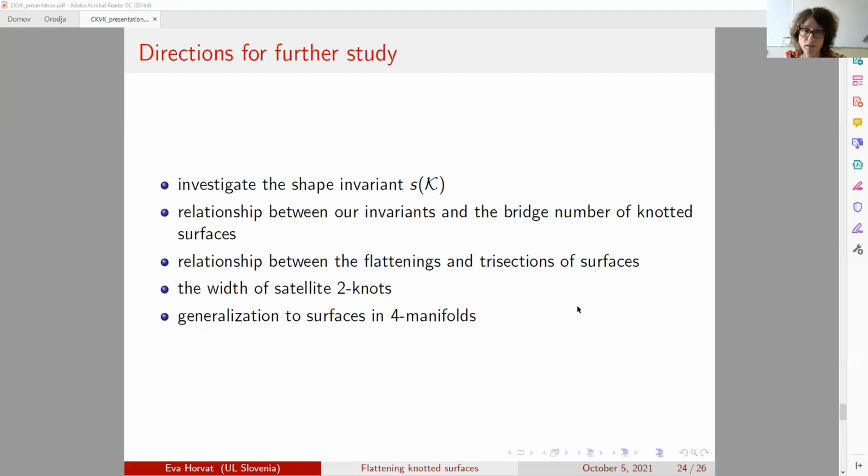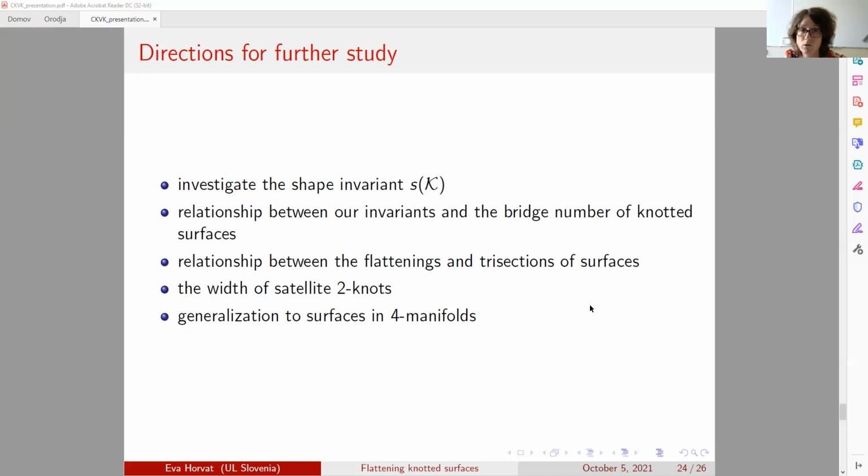Another perspective on this relationship would be to see how to relate the flattenings and trisections of embedded surfaces, these two different kinds of diagrams. I would also like to understand this relationship. Then the possible way, as I mentioned earlier, is to study the width of satellite 2-knots and see whether it has some relationship with the bridge number or the other invariants.